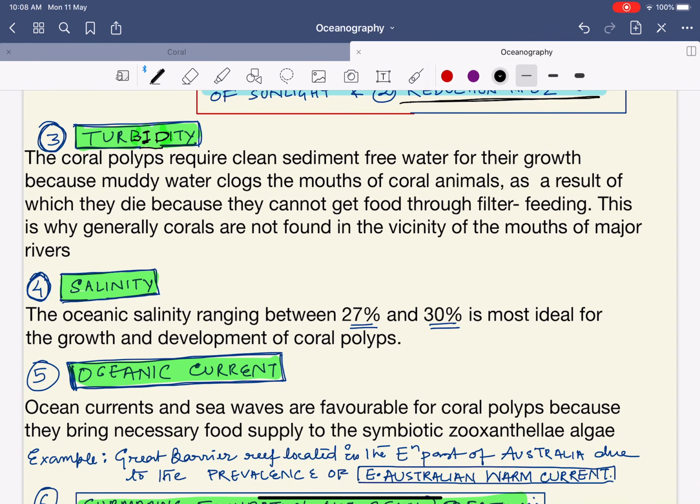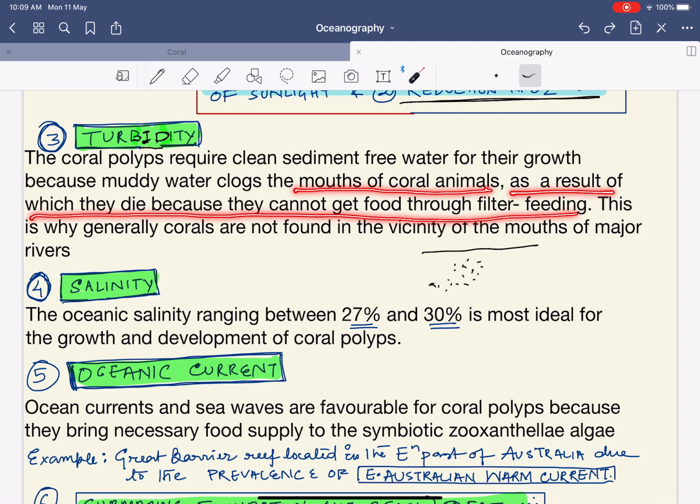Next is turbidity. What is turbidity? See, within the water, turbidity is nothing but the presence of minute particles. These minute particles create a cloudiness in the water. Coral polyps require clean, sediment free water for their growth, because in muddy water the sediments clog the mouth of the coral animals, as a result of which they die because they cannot get food through filter feeding. They cannot filter. Basically, that is the main problem of the corals.